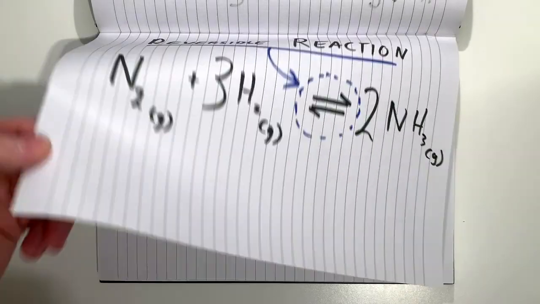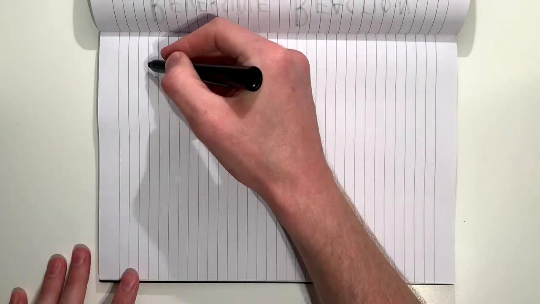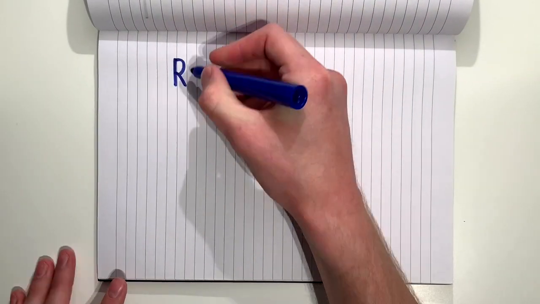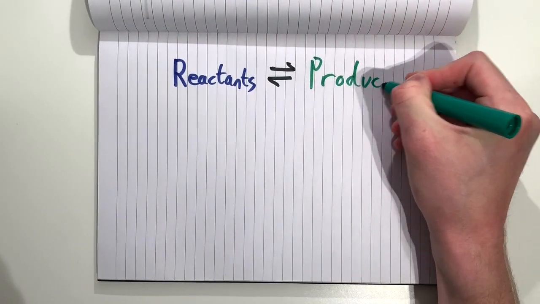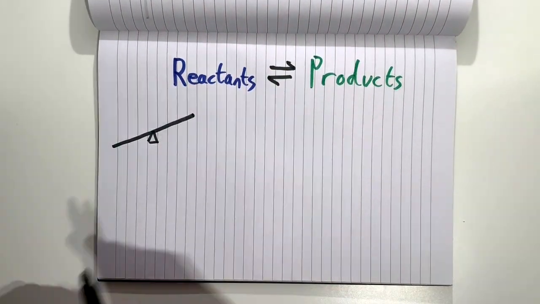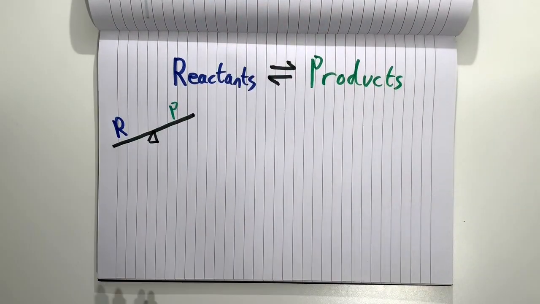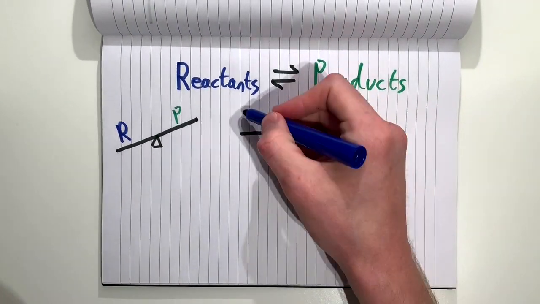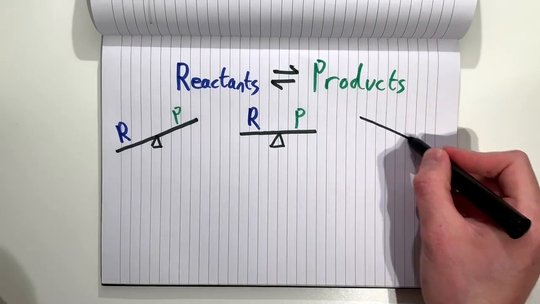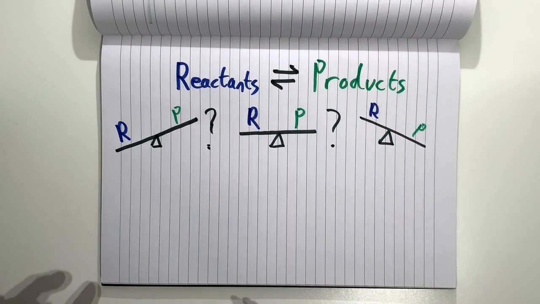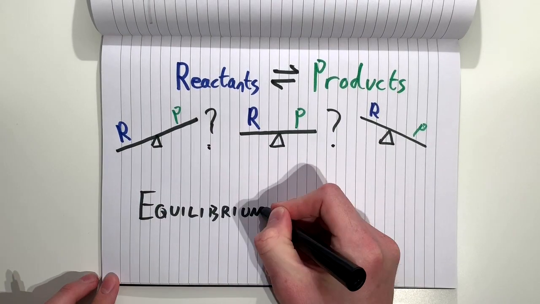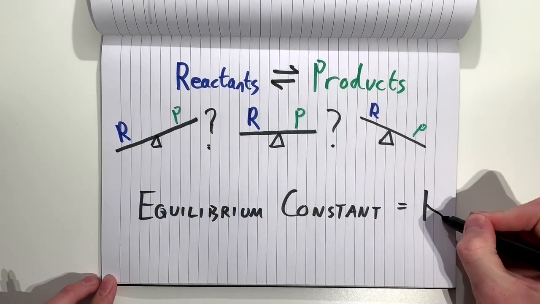So reversible reactions present an important question. If I have a particular reversible reaction with reactants and products, when I reach that dynamic equilibrium, am I going to have lots of reactants and a few products, roughly an equal number of reactants and products, or am I going to have lots of products and very few reactants? The answer to this question lies in a figure called the equilibrium constant, which is represented by a lowercase k.